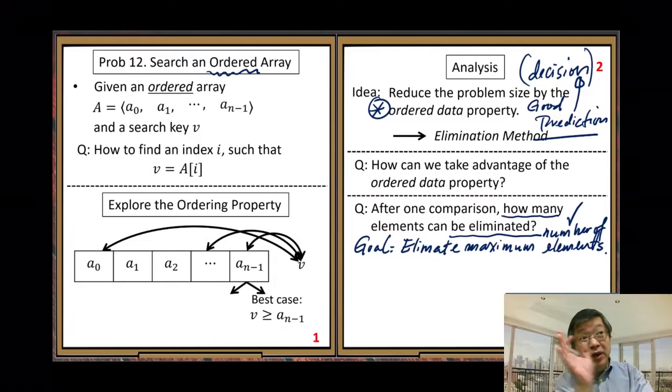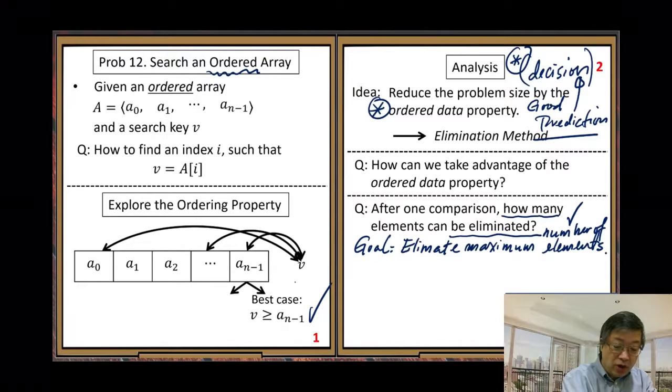We do not need to look at other places because here we use the ordered data property. The ordered data property tells us that after this comparison, if you get this result, you can make your decision. So this is a decision situation. You can eliminate all the elements in the array. Here I'm talking about the strictly greater than case. That's elimination.